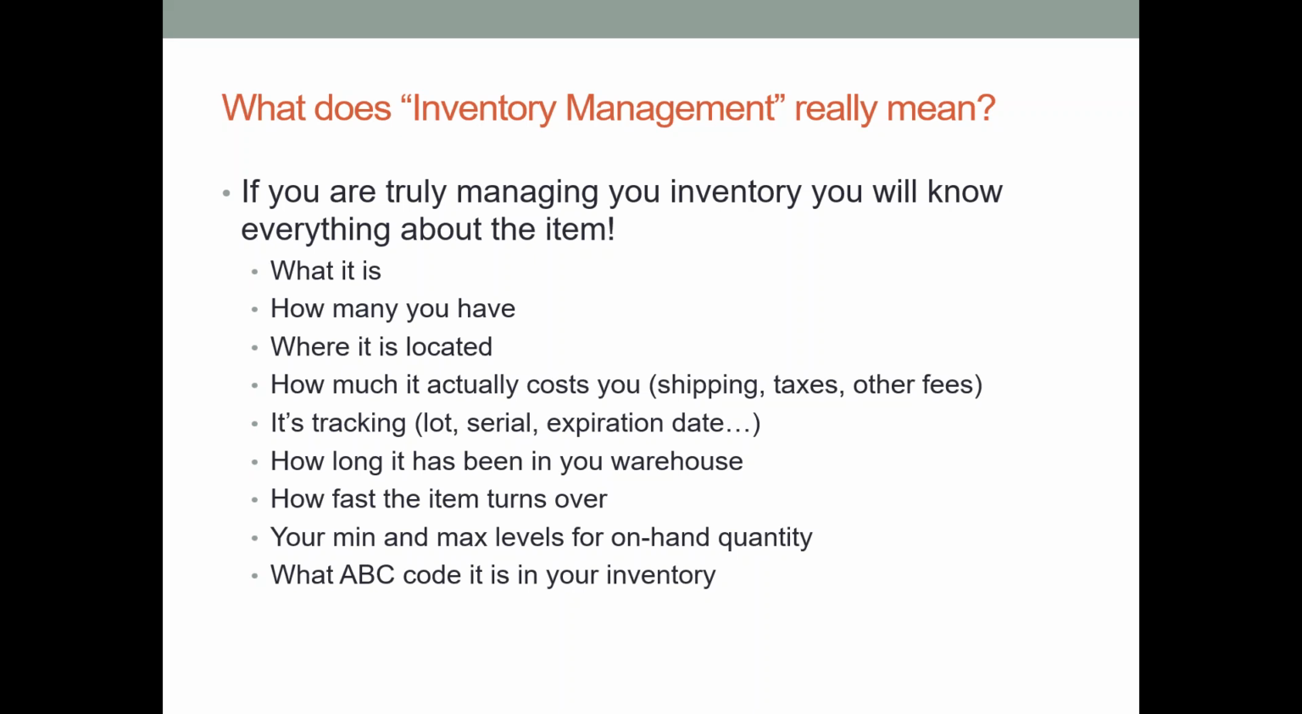It's really important, like I was saying with my example of the previous company I worked for, to know which items are your best items. And sometimes they're not what you think they are. Which ones are turning over the fastest? What are your min and max levels for on-hand quantities?